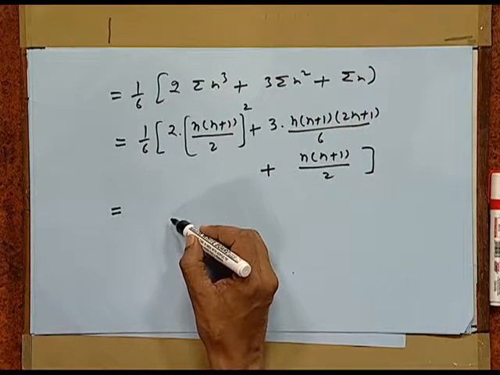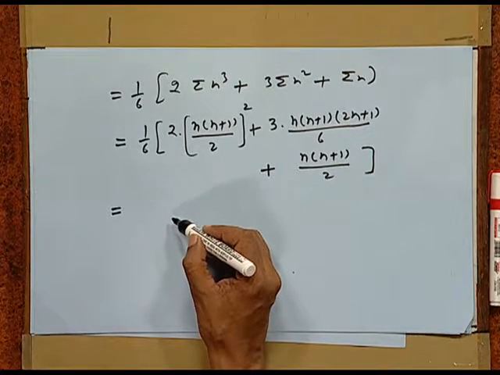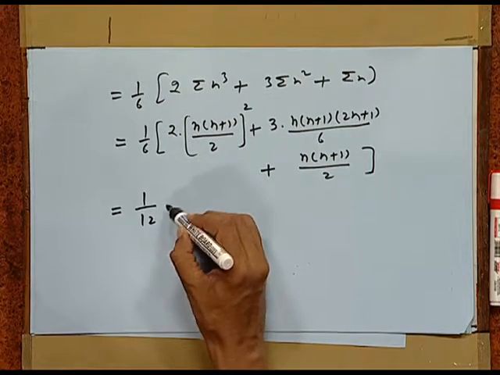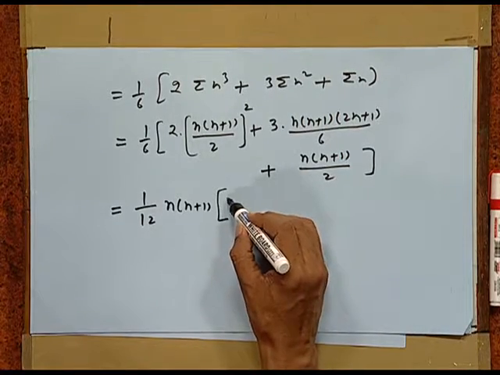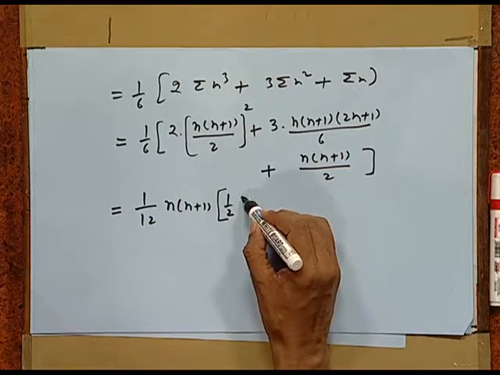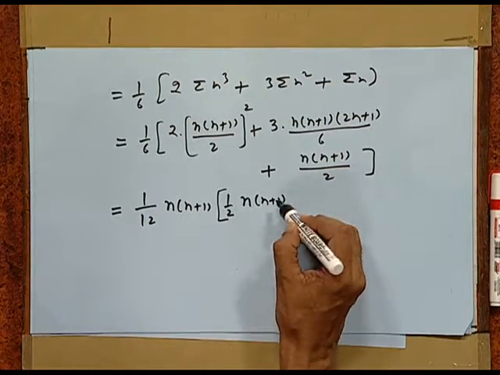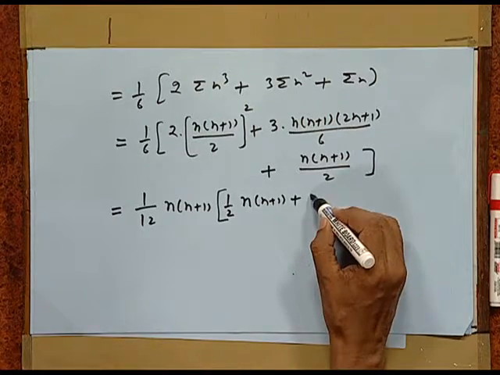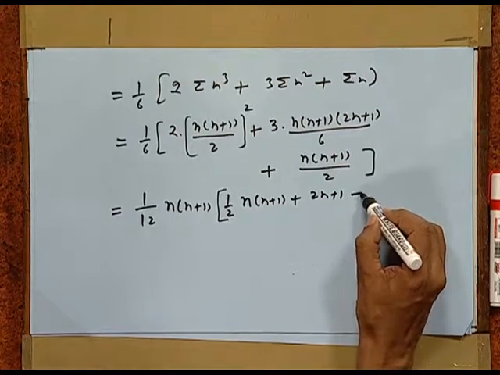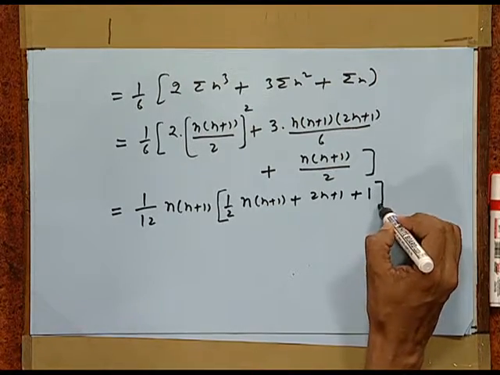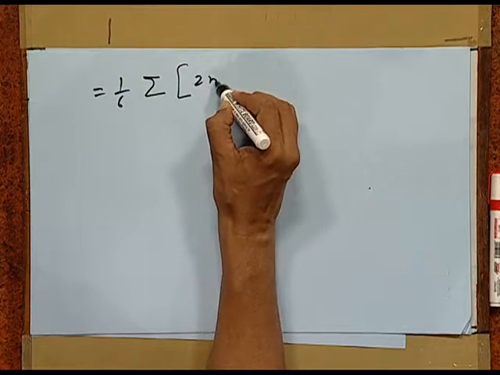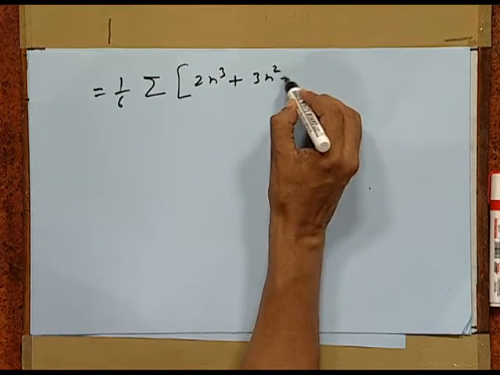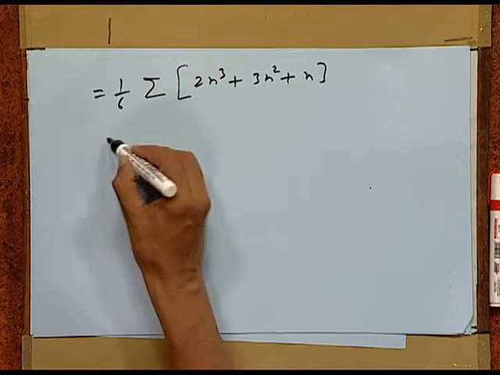Now, throughout this we have n times n plus 1 by 2 common. So, it becomes 1 by 12 n times n plus 1, we have 1 by 2 n times n plus 1 plus 2n plus 1 plus 1.